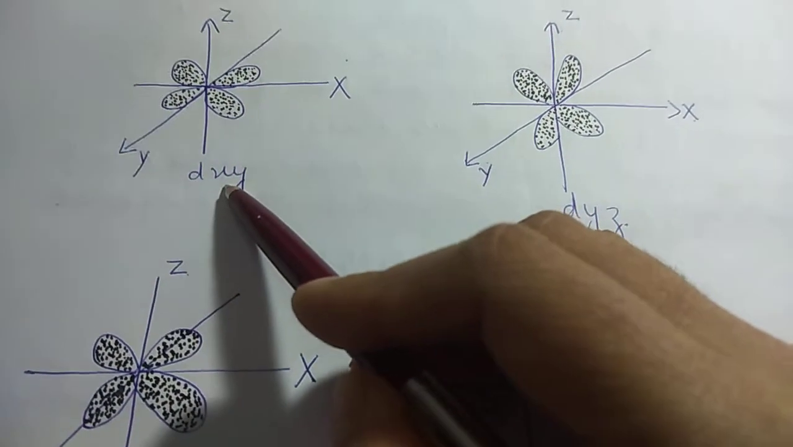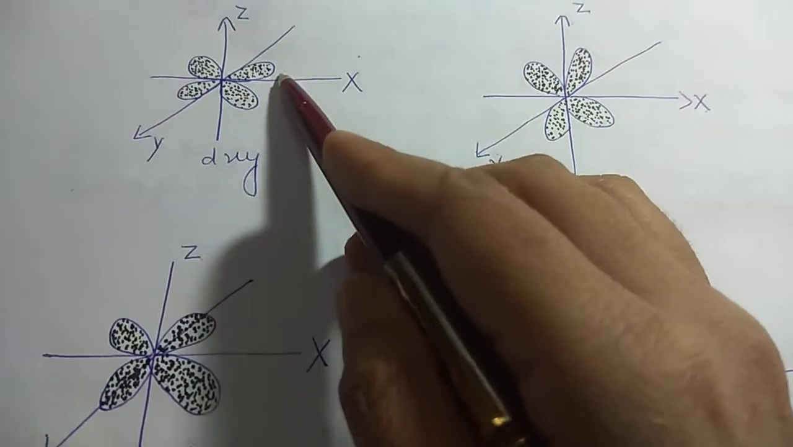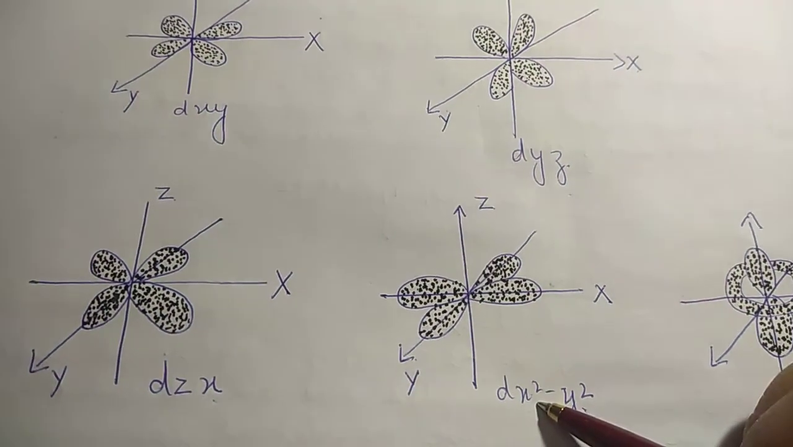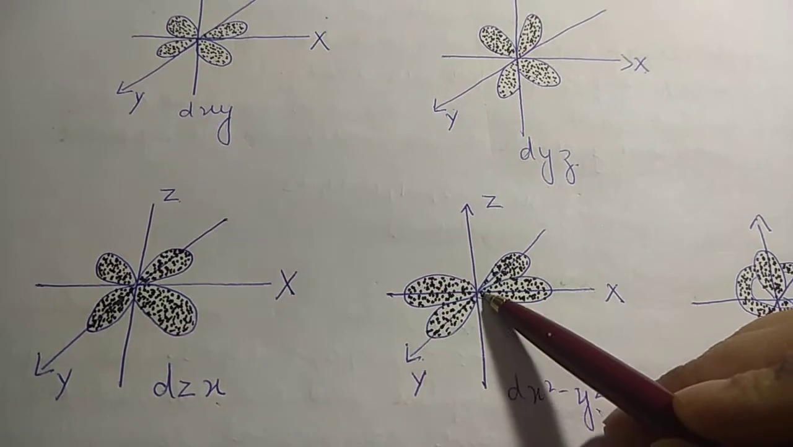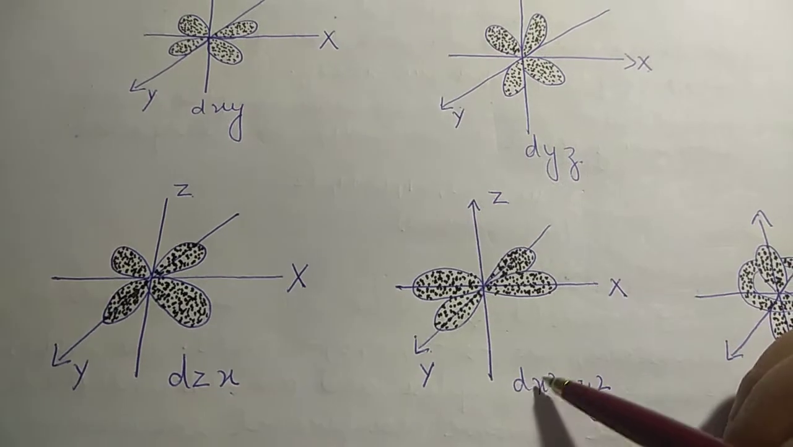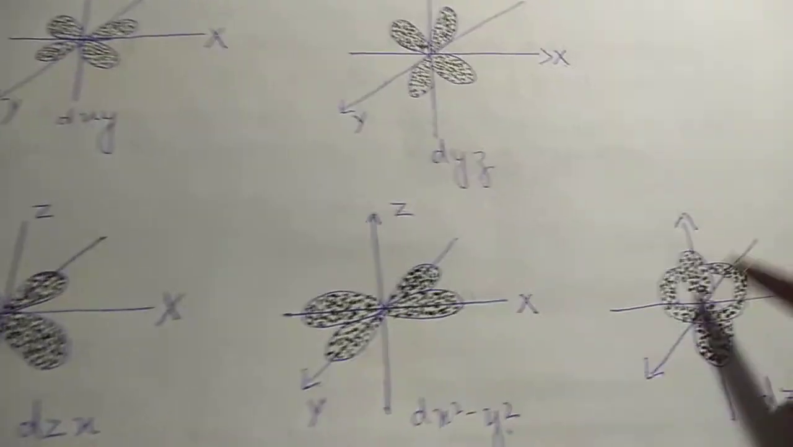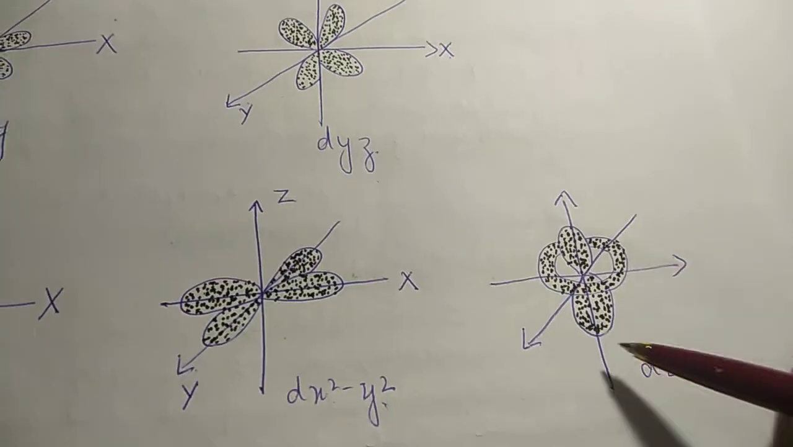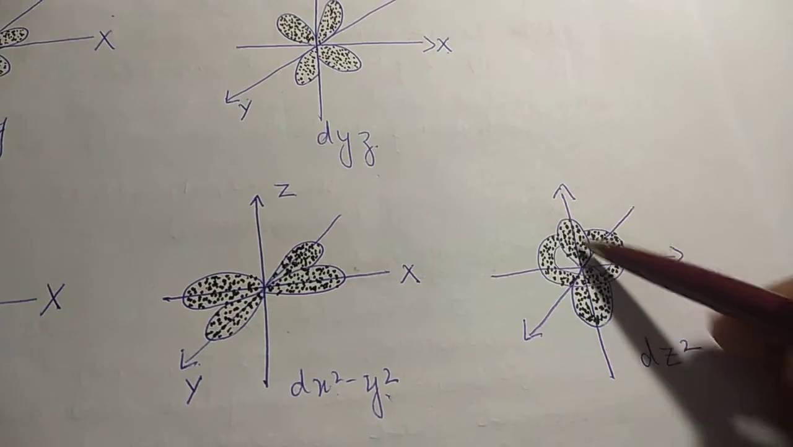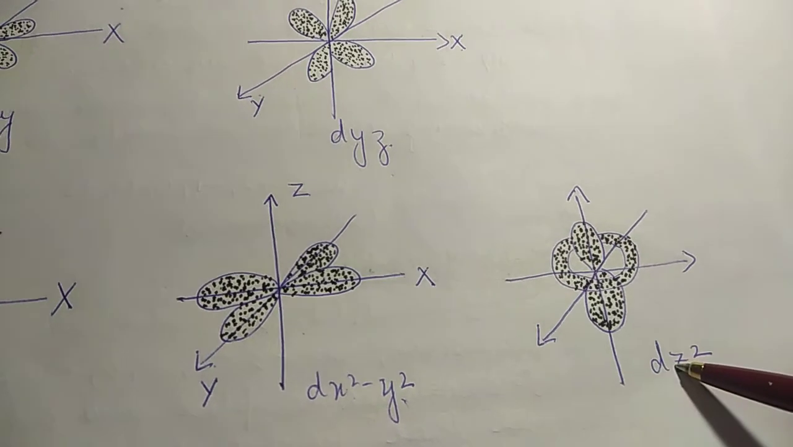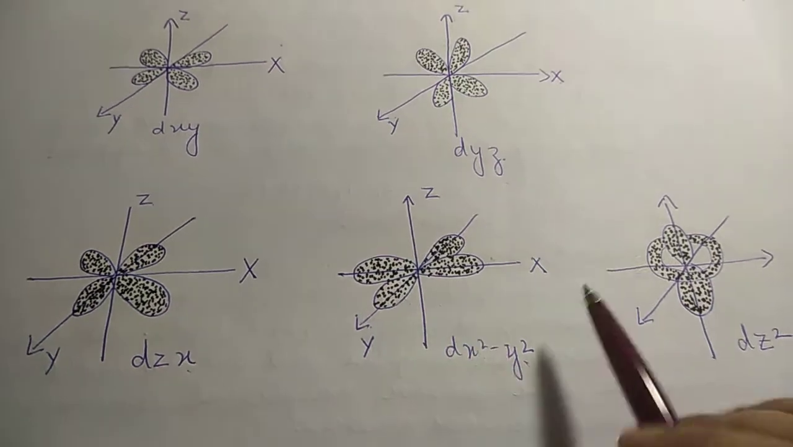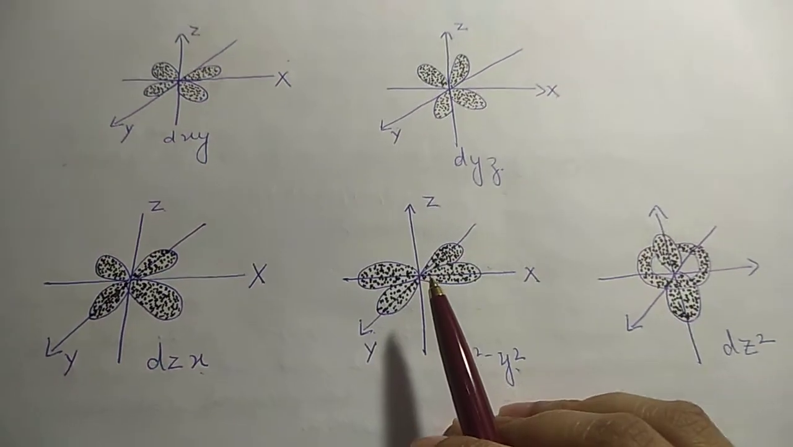In the case of dxy, it is between x and y axis. But when we take dx square minus y square, then they are along the axis. See, you can see they are along these axes. dx square minus y square, and dz square is along z axis. This is the electron ring around it, and dz square is along z axis. So these are the shapes of d orbitals.